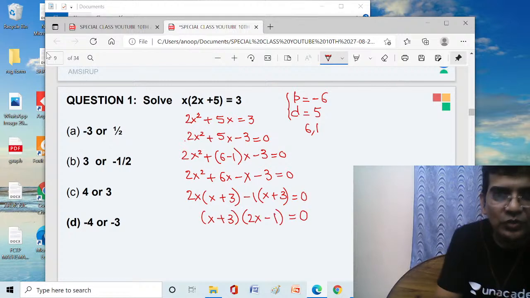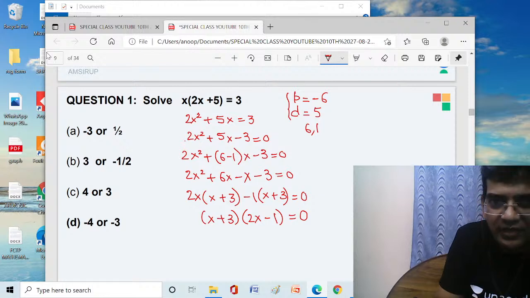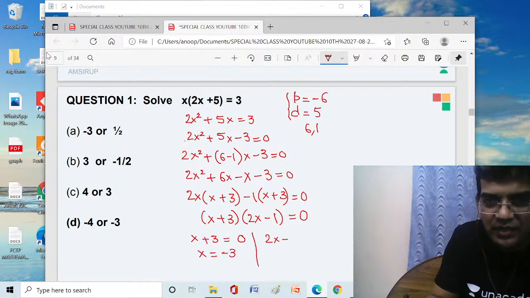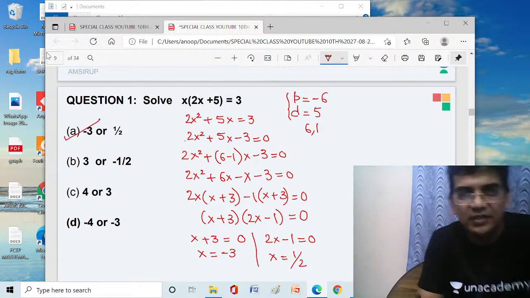So here I have got these two factors. Now I am going to apply the zero product rule. The zero product rule says one by one I have to equate these factors with 0. So on applying the zero product rule, I am getting the value of x as minus 3, the first value. Now equating the second one, 2x minus 1 is equated with 0, so I am getting x is equal to plus 1 by 2. So here the value of x is minus 3 and the value of x is plus half. So I can say the first option will be this one. Just see it once again, how have I solved it?